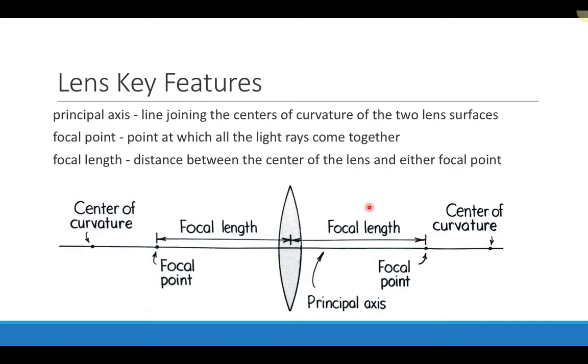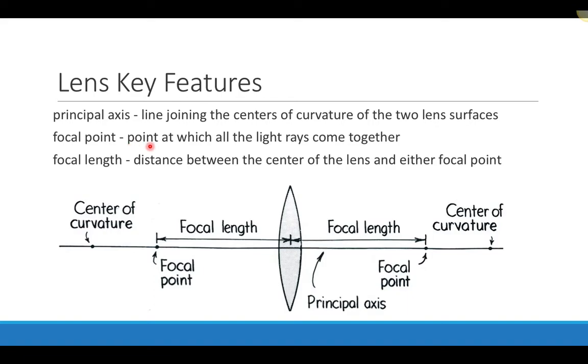So the first thing is the principal axis. And the principal axis is essentially just a line that passes through the center of the lens for all practical purposes. It's a line that joins the center of curvature of the two lens surfaces. So the lenses do have some curvature associated with them, and you can imagine that if this were a sphere, there would be some center of that spherical shell, and that's the center of curvature.